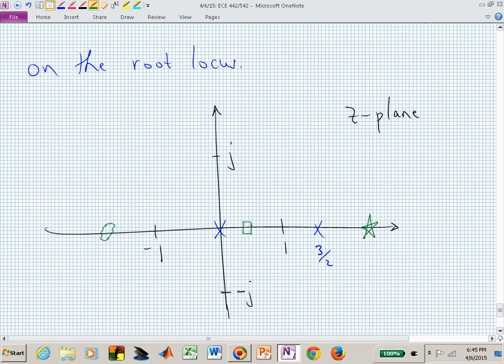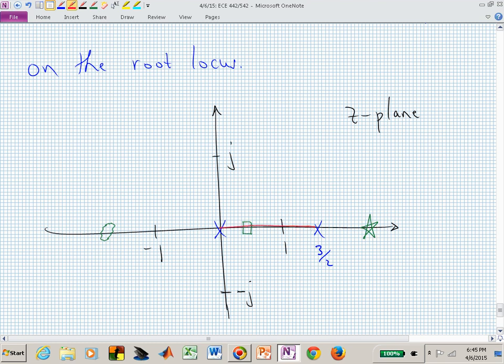So what's my net angle? I have 0 for the numerator. I subtract the angle due to 3/2. That's 180. So I now have minus 180. And I subtract 0. What's my net angle? Minus 180. Is the square segment on the root locus? Yes. So now I know that this piece belongs to the root locus.